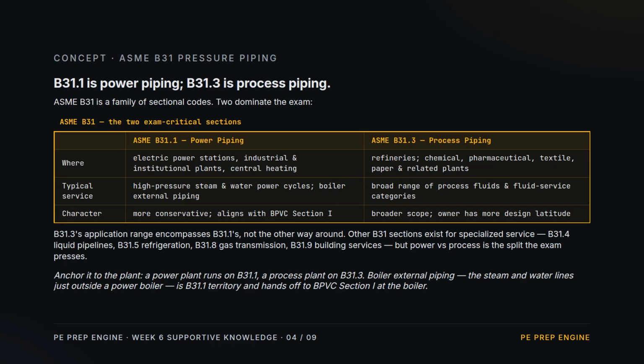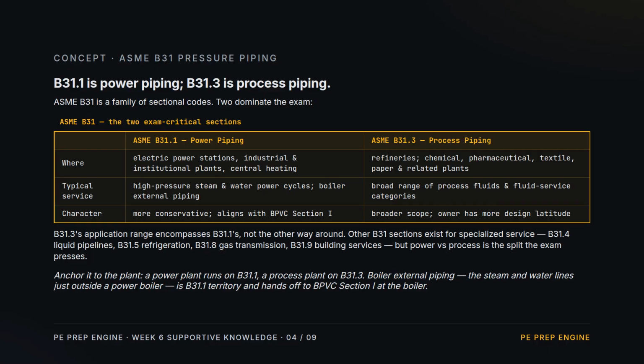ASME B31 is a family of sectional codes, and two dominate the exam. B31.1 Power Piping covers piping in electric power stations and industrial plants, high-pressure steam and water power cycles, and boiler external piping. It's the more conservative code and aligns with BPVC Section I. B31.3 Process Piping covers refineries and chemical, pharmaceutical, and paper plants, a broader range of process fluids with more design latitude for the owner. Process range encompasses power range, not the reverse.